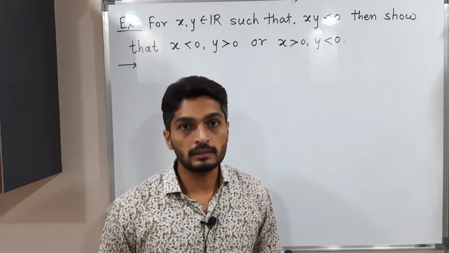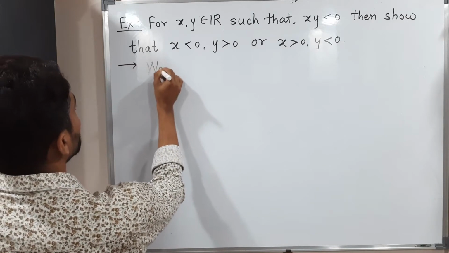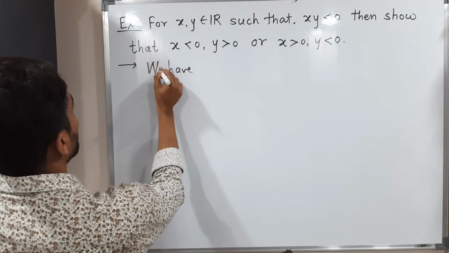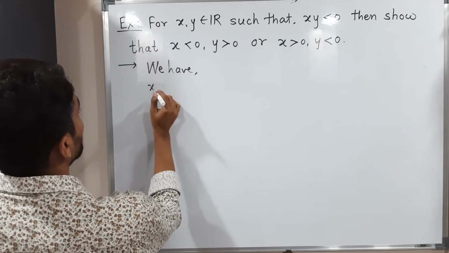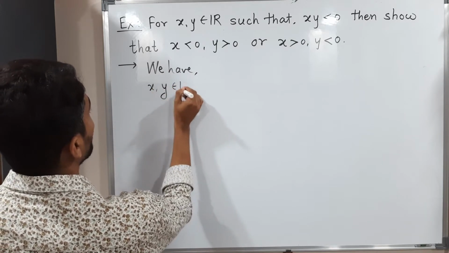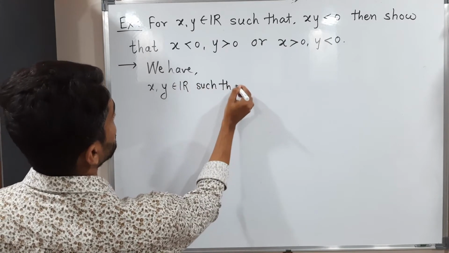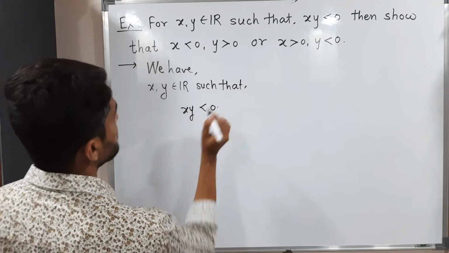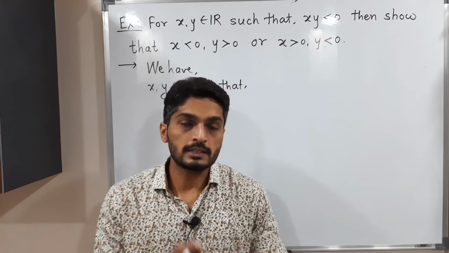So let me write the given thing first. We have, x comma y belongs to R such that x into y less than 0. This thing we have. Okay, see, I will focus on x first.